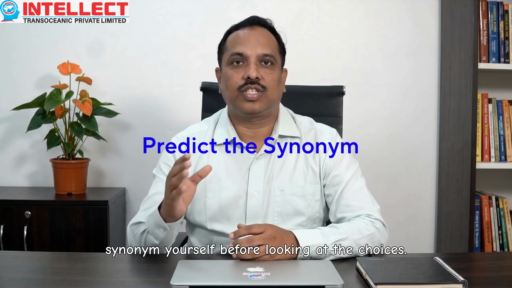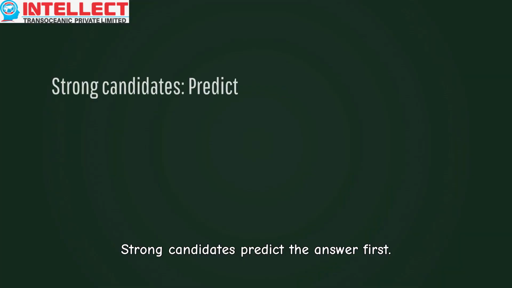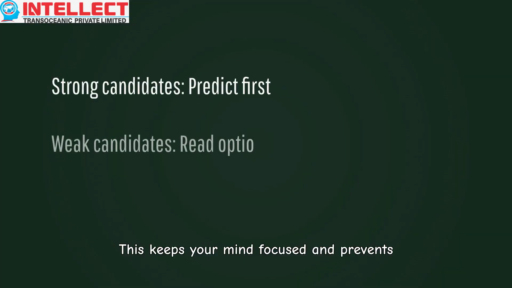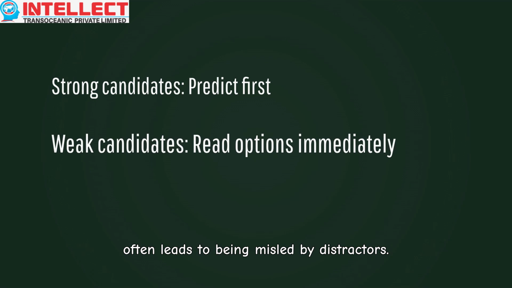Step 3 is a game changer. Predict the synonym yourself before looking at the choices. Strong candidates predict the answer first. This keeps your mind focused and prevents confusion. Weak candidates read the options immediately, which often leads to being misled by distractors.